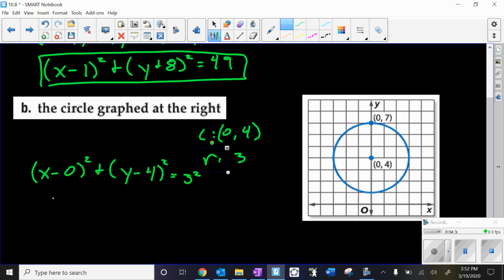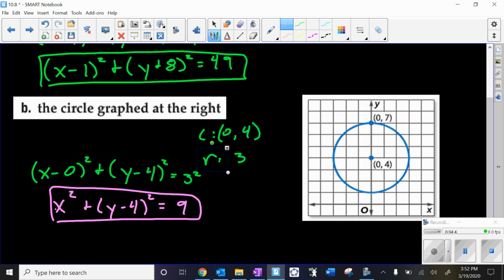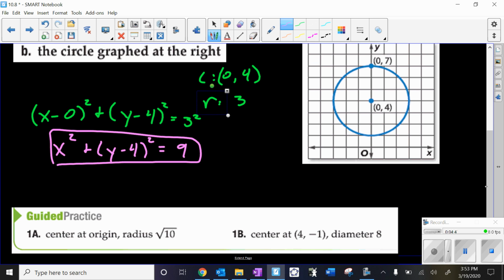We can simplify. X minus 0 is just x, so I have x squared plus, can't simplify in here, equals 9. There's the equation. A couple more.